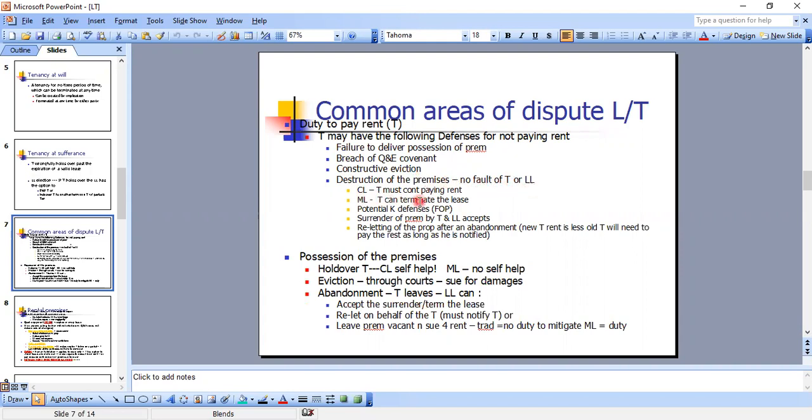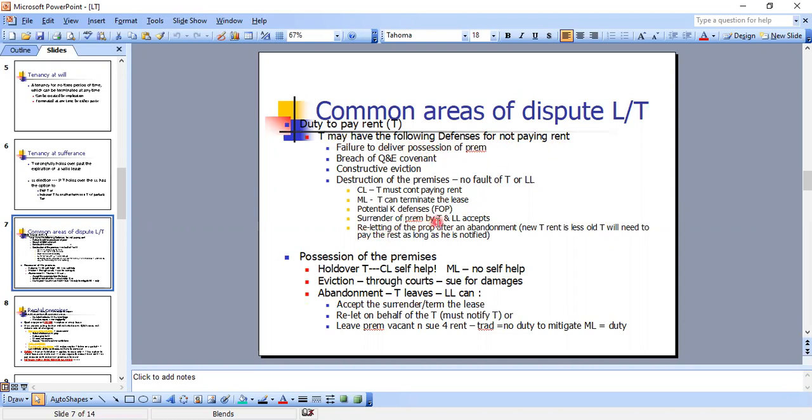So in common law, the tenant must continue paying rent. Modernly, the tenant can terminate the lease. Okay, so you need to write on both. That's what real property has for landlord tenant, writing on both the common law and modern law. Potential contract defenses such as frustration of purpose are also a reason for the tenant defending that they're not paying their rent.